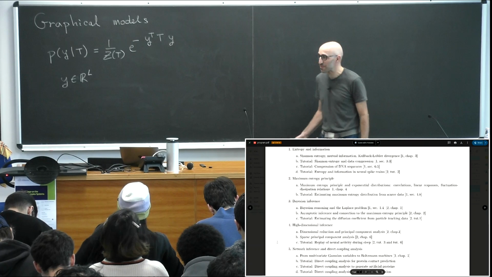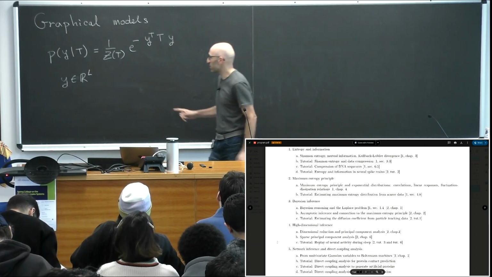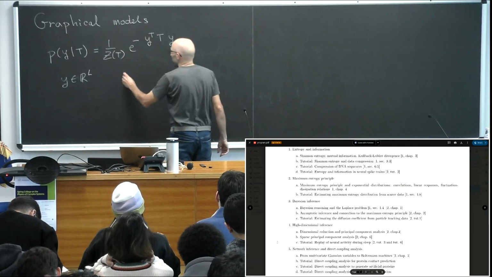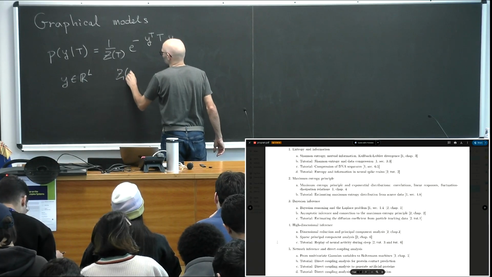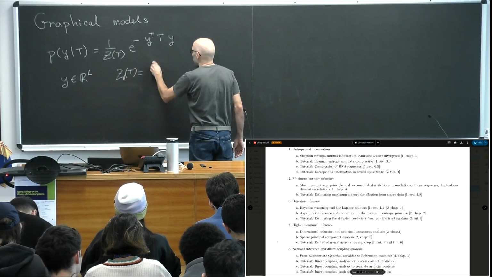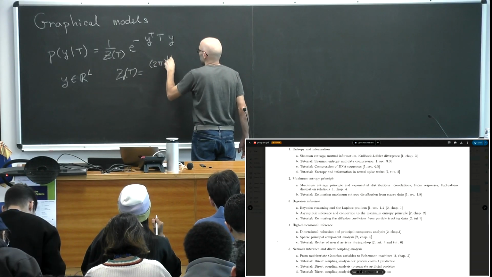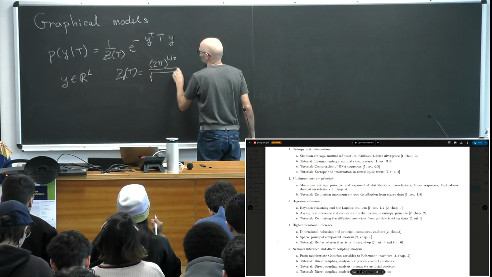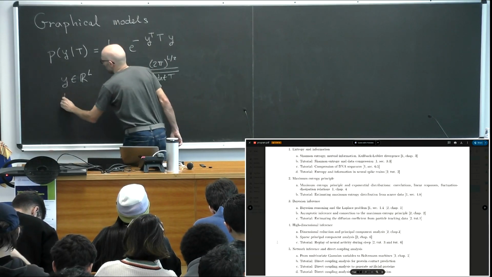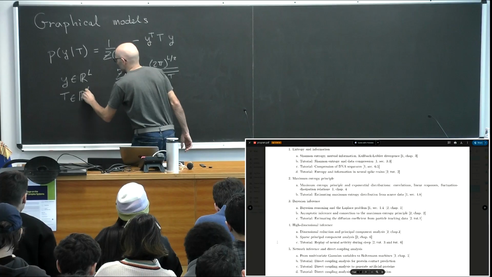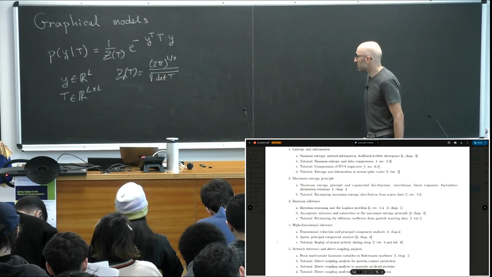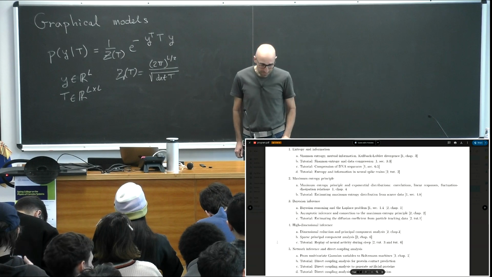These are our data. So L is the length of our strings of data. The normalization Z of T is given by 2 pi over L over 2 divided by the square root of the determinant of T. And T is a L by L symmetric and positive definite matrix.